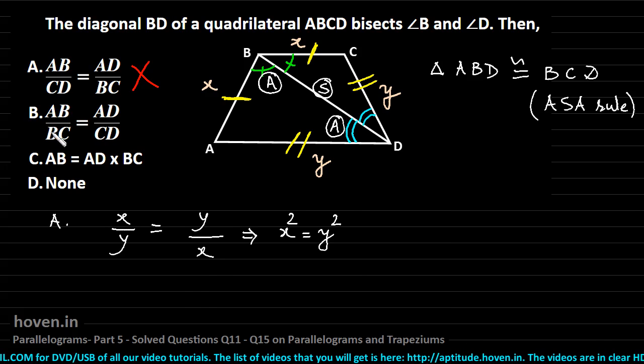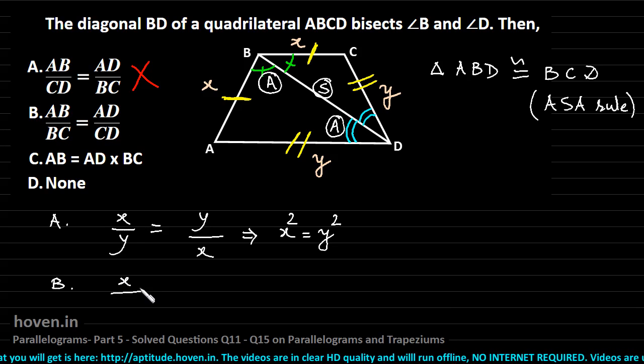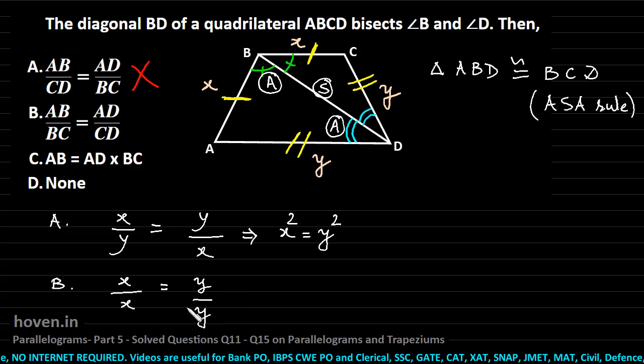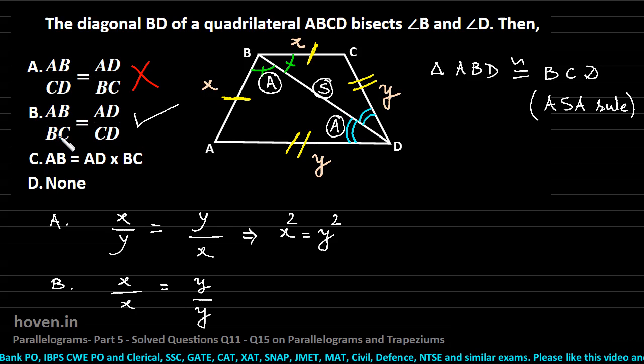Now we will test this option B. In option B, it says AB by BC. AB is X by BC. BC is also X, should be equal to AD by CD. AD is Y and CD is also Y, which is obviously correct because this will cancel to 1 and this will cancel to 1. So this is the correct answer, AB by BC equal to AD by CD.